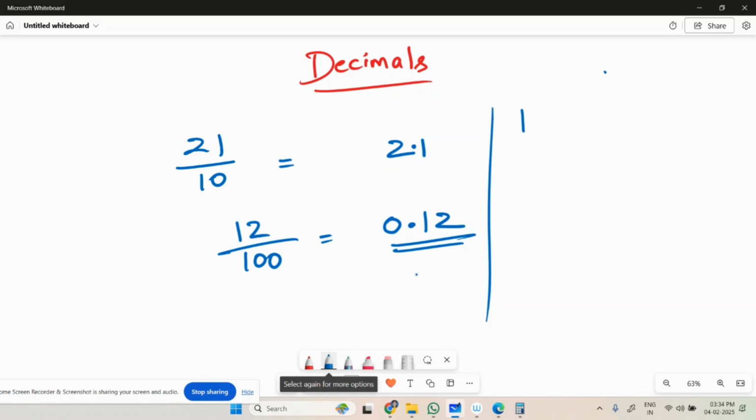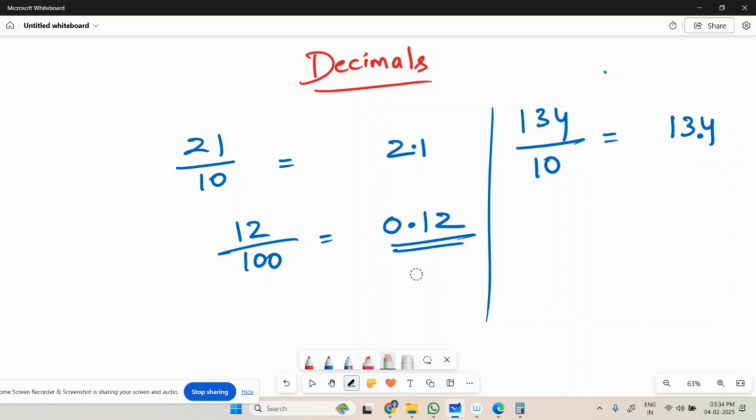Let's say 134 upon 10. So write down the numerator as it is, 134, and in the denominator we have 10. So we will leave only one place from the right, which is 4, and put a point before the 4, which gives 13.4. That is how we convert fractions to decimals.